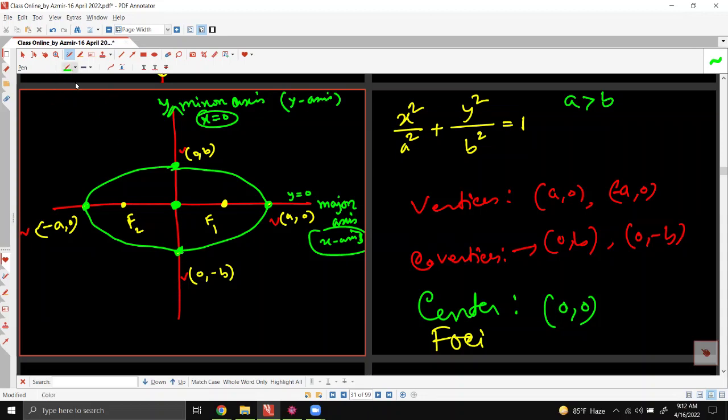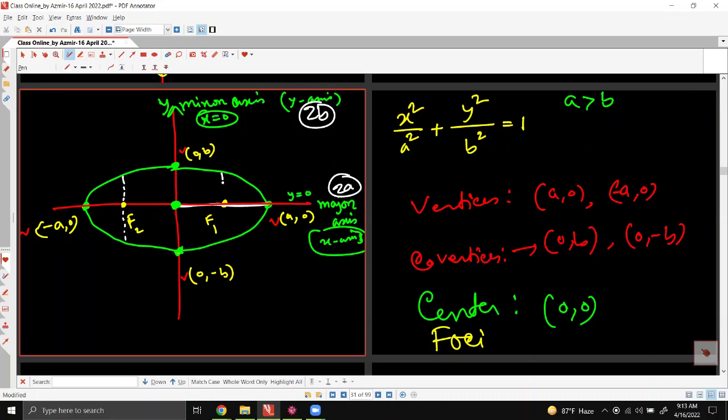Now, what is the length of the major axis? You can see that this distance is a, and this distance is also a. So the length of the major axis will be 2a. Similarly, what is the length of the minor axis? This distance is b, this distance is also b. So the length of the minor axis is 2b.